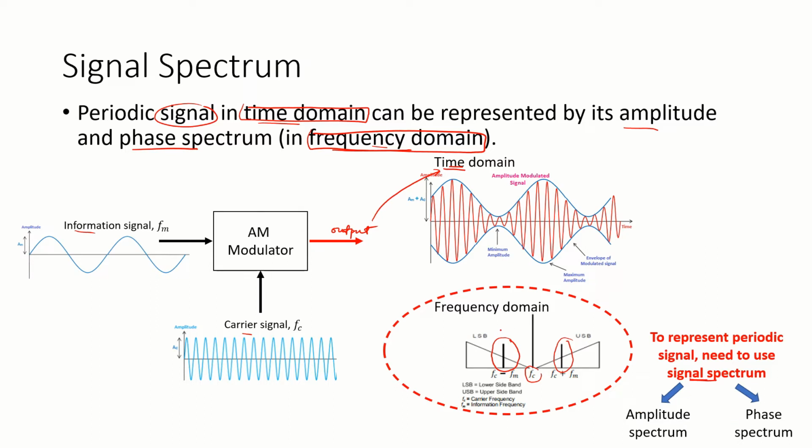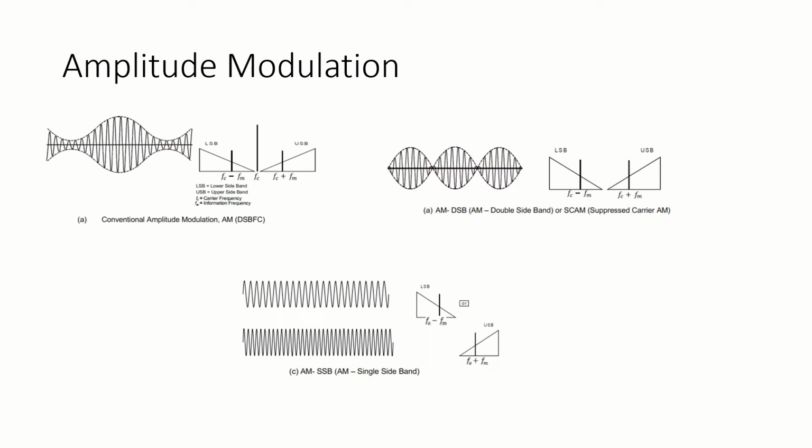So this frequency domain can be represented as this. We're going to have two sidebands, known as double sideband here. This is the conventional one. This is the double sideband, and it can also be represented as single sideband, either upper or lower.